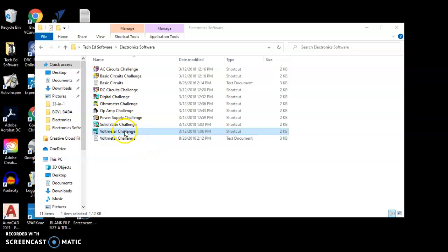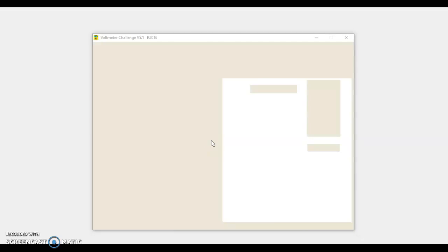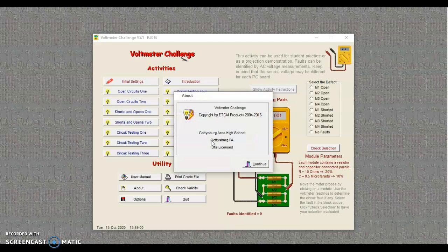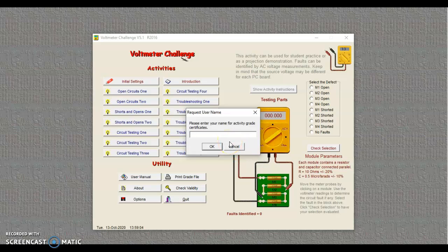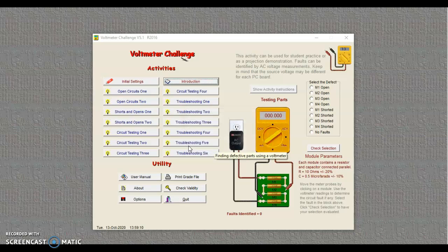Okay, guys, we're going to look at Voltmeter Challenge today, and we'll look at our first module in Voltmeter Challenge, open circuits. So launch the software, program loads up. The first time you launch it, it is going to prompt you for a license key. Watch another video to get that information, put that in. Continue and enter your name. And remember, you do need to do this for your name to appear on your certificates.